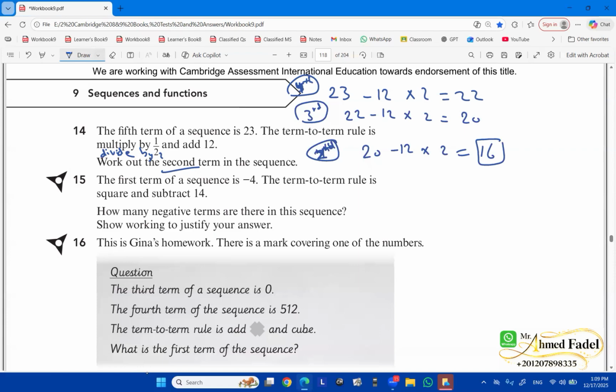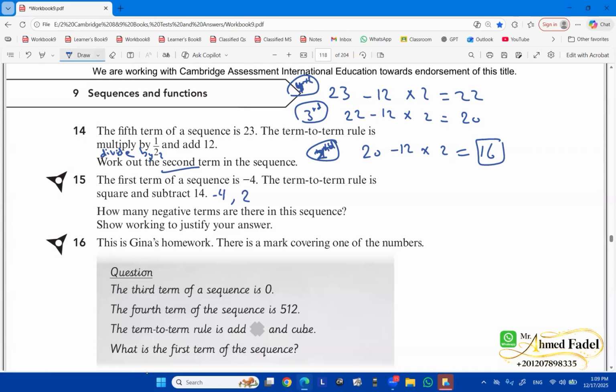Question 15, the first term of the sequence A sequence is -4. The term-to-term rule is square and subtract 14. That's the first term. How many negative terms are there in this sequence? Show working to justify your answer. Here it says to you -4 is the first term. Square it becomes 16. Subtract 14 from it becomes 2.